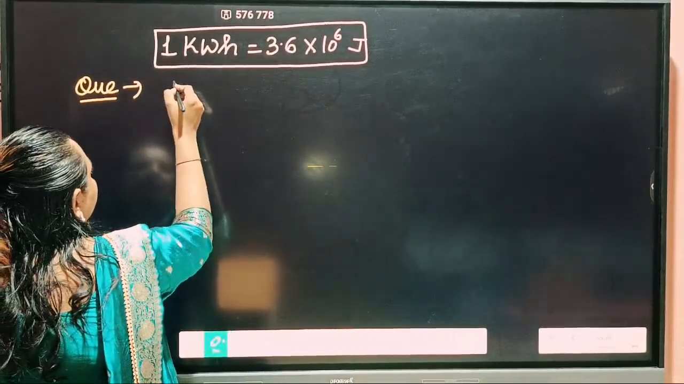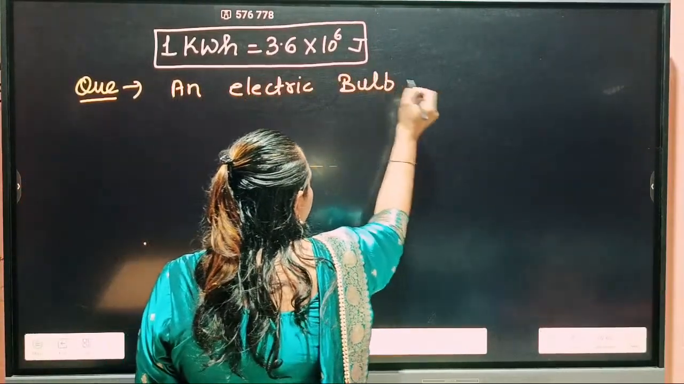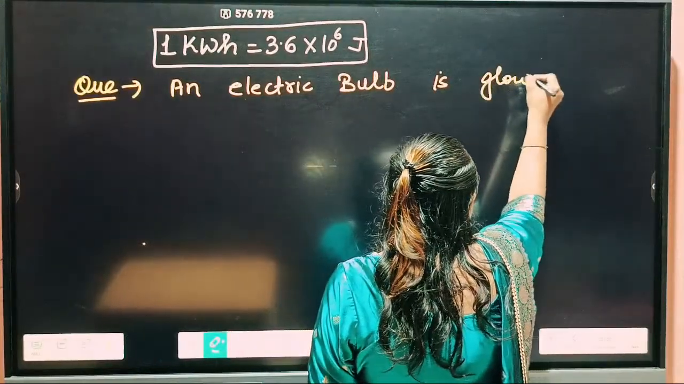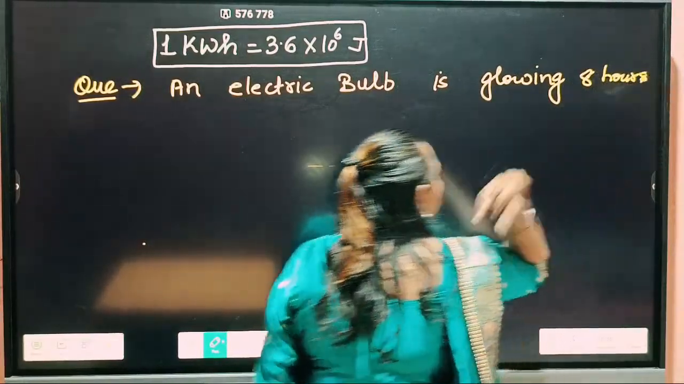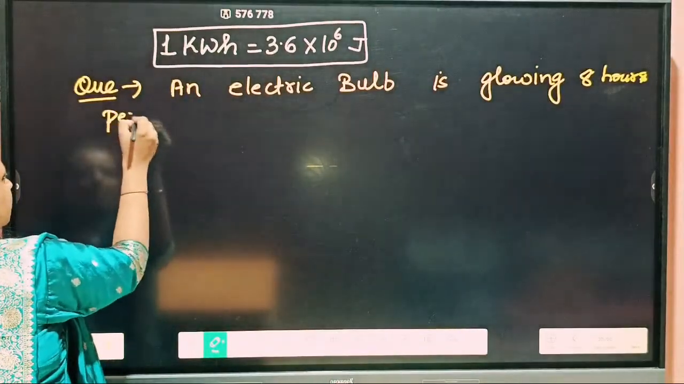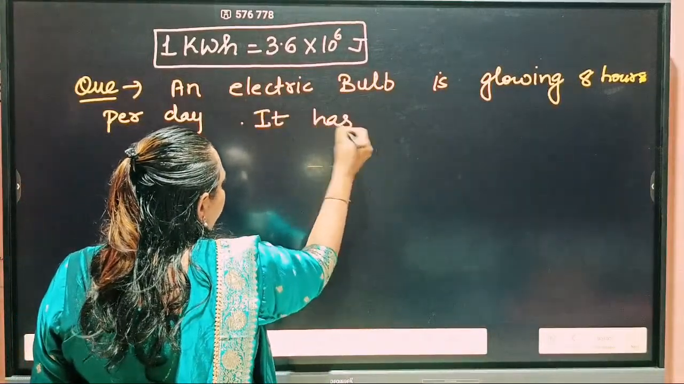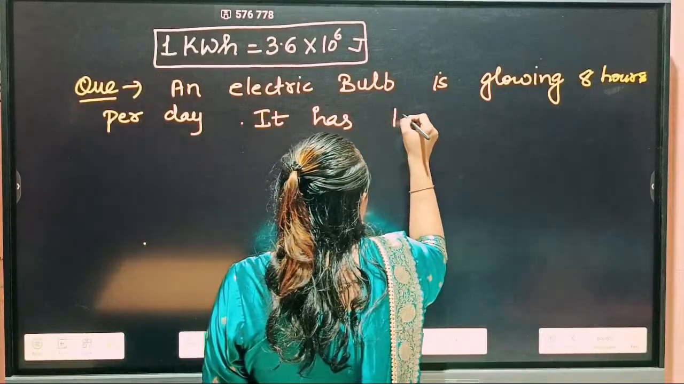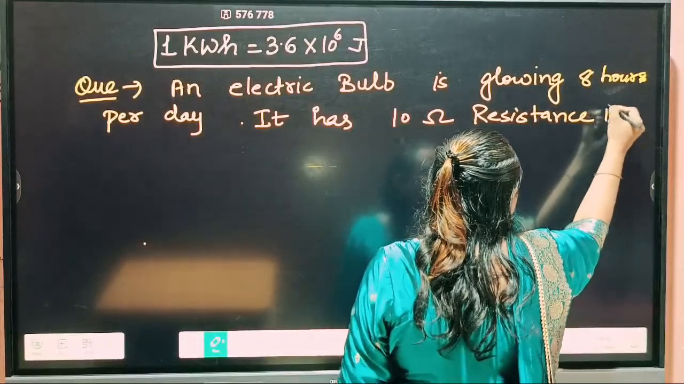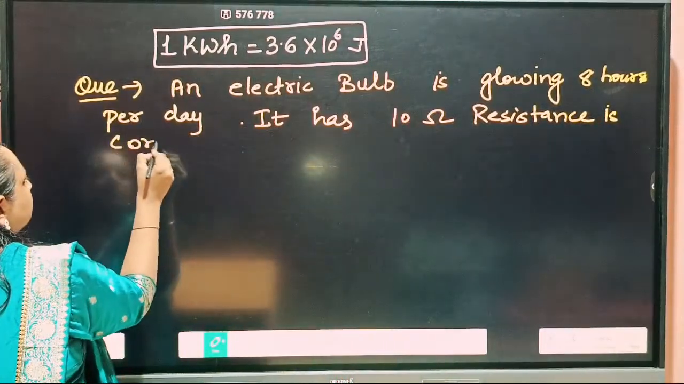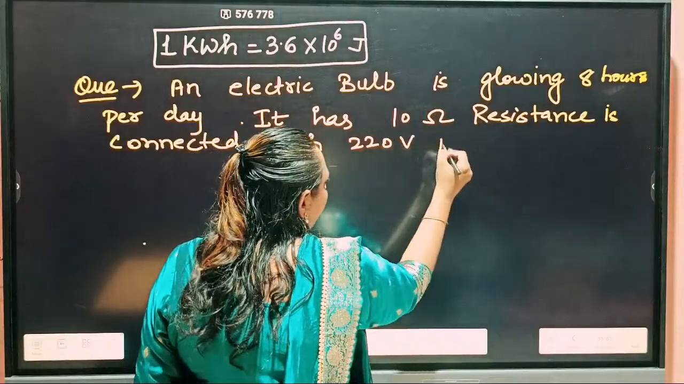So in the question, we are given that an electric bulb is glowing 8 hours per day. It has 10 ohm resistance and is connected with a 220 volt power supply.